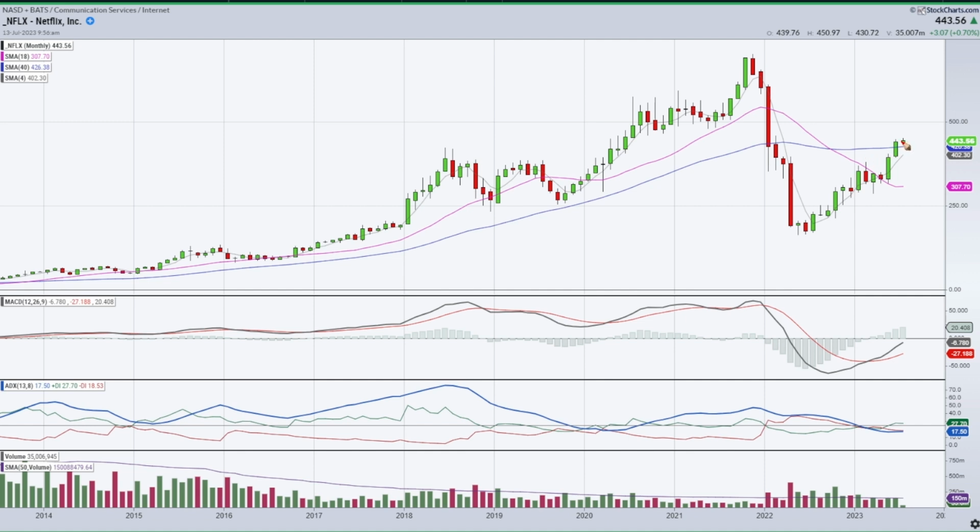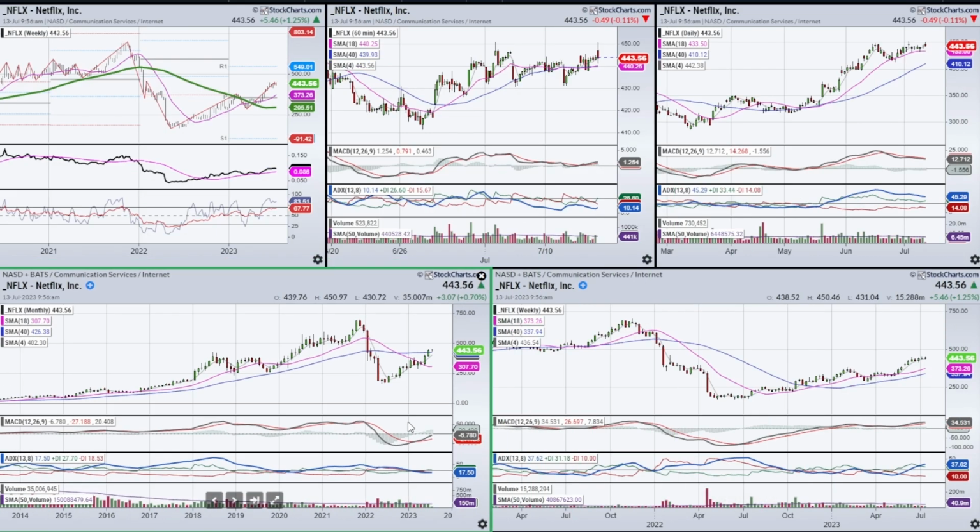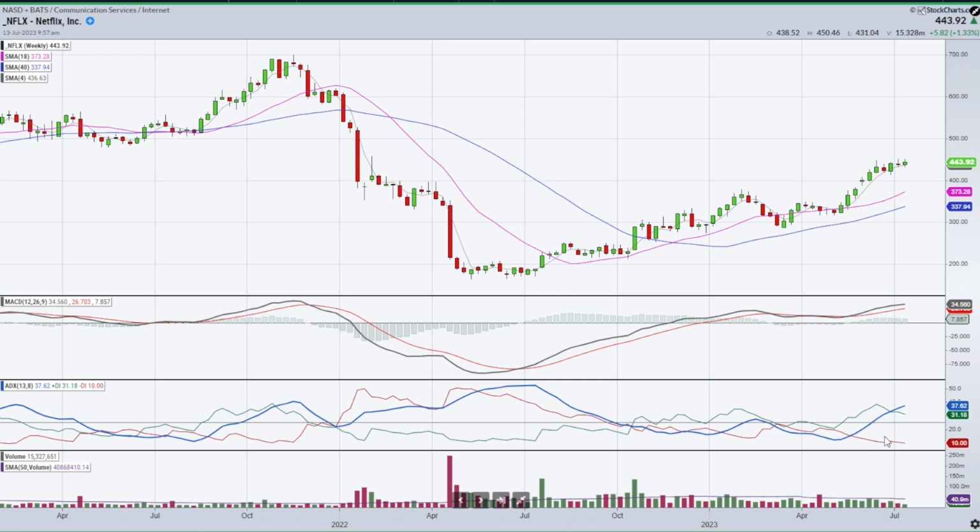I think it's more likely that we get some kind of an interim pullback before we go in that direction, just because of how far it's gone already, and we're a little stretched. We're stretched away from the 18-month, and now we're stretched away from the 18-week. But as long as this ADX line is rising, we have to respect the fact that this could keep climbing without a significant pullback.